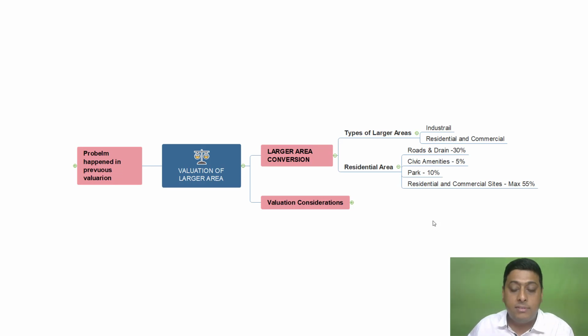So by the end of the day, what exactly we are understanding here is that out of 100%, only 55% or up to 55% is the area which is usable and which has value. As a valuer, we should understand this, because when I was doing this, I'm going to show you that example.